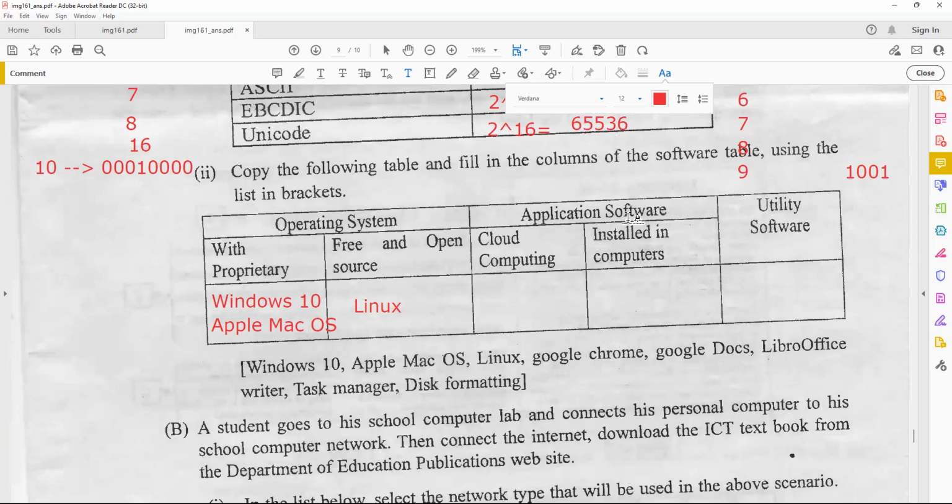Right, now let's look at the application software. Now, you know that some software we can install in our computers and some are online, which means if you have an internet connection and a browser, you can use the software. We call it cloud computing. So what are the application software available here which work on cloud computing technology?